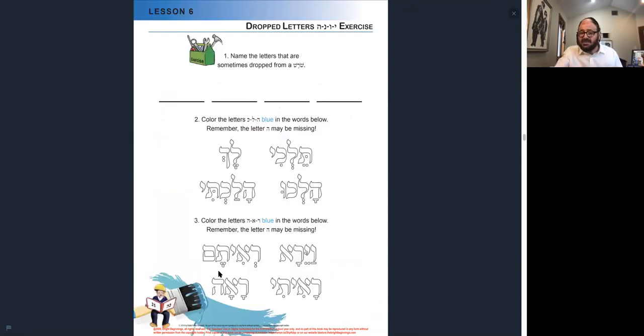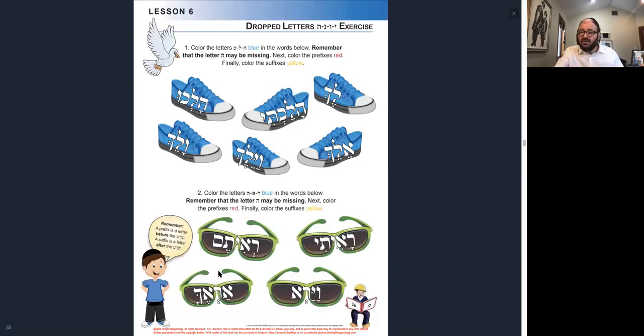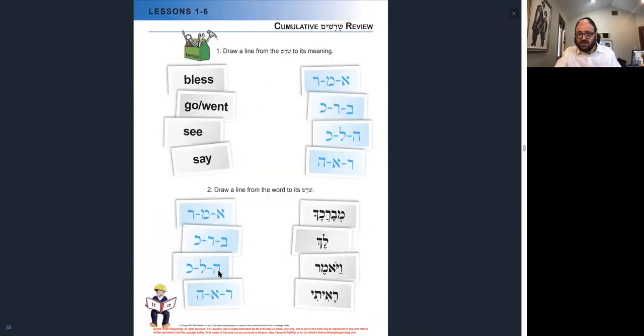Sometimes letters are missing. Here are exercises to identify the complex word and the shoresh and where the letters dropped. And here is a cumulative shoreshim review of what we did so far. We had the shoreshim amar. Amar is to say, this is matching, right? Barech is to bless, halach is to go or went, and ra'ah is to see. And here we find the shoresh on the left side, follow my cursor, amar, and you have to match it to vayomer. Barech, bless, is mivarachecha, those who bless you.